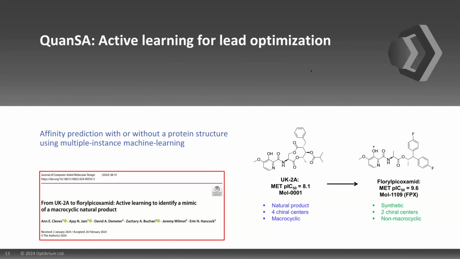Okay, so I'm going to describe an exercise where we're employing Quanza, our affinity prediction module, to guide synthetic prioritization in a scaffold replacement project where we're beginning with a natural product macrocycle, and we wish to arrive at a non-macrocyclic commercial product. And I want to remind you that this project was done in collaboration with our colleagues at Corteva Agriscience.